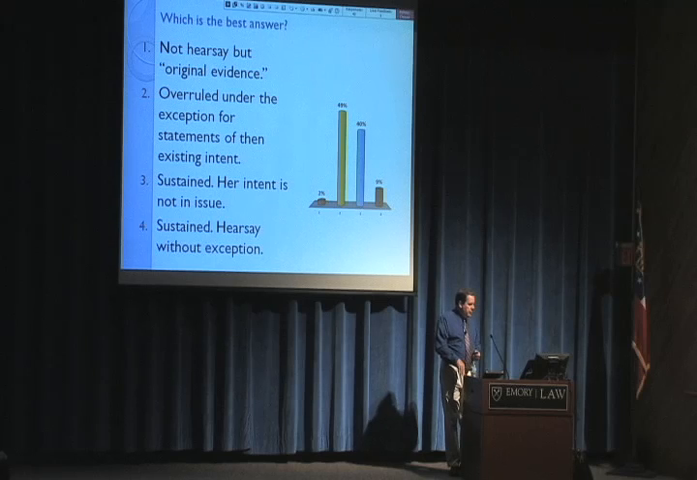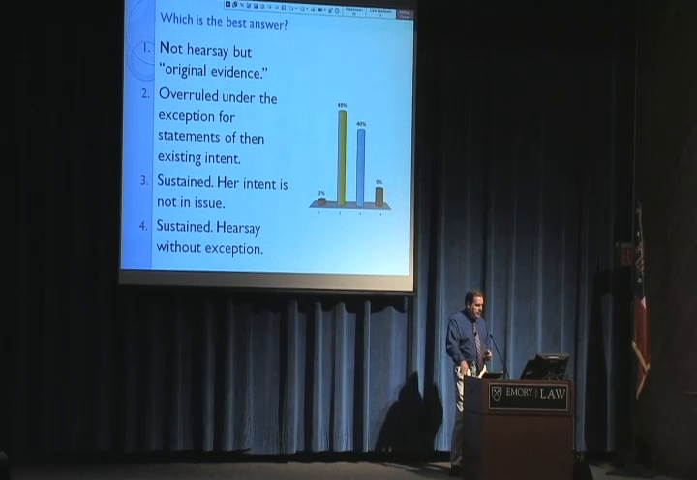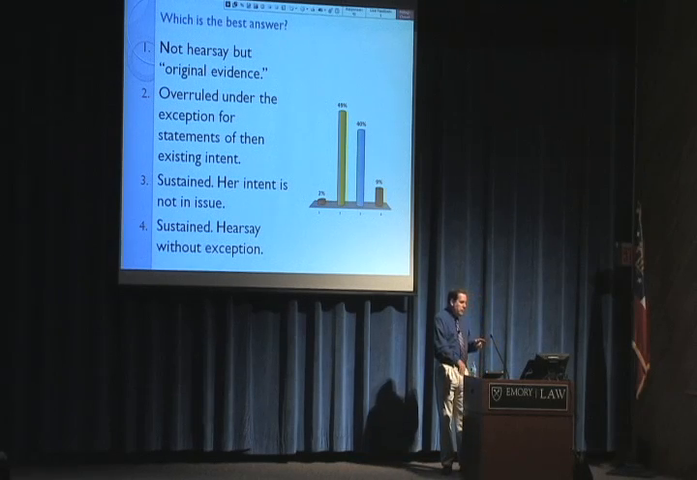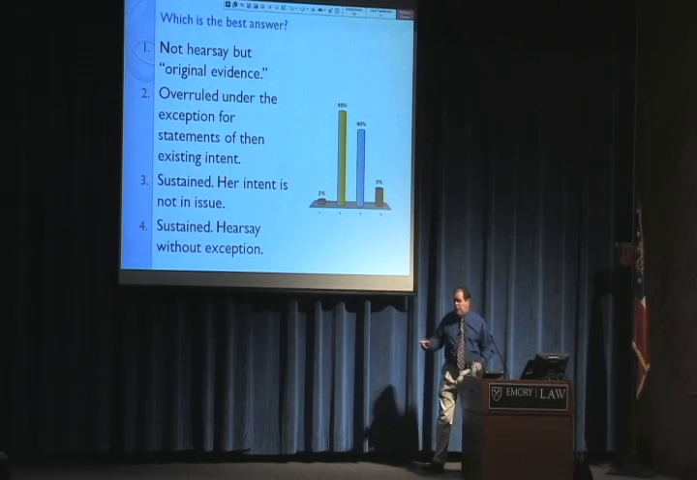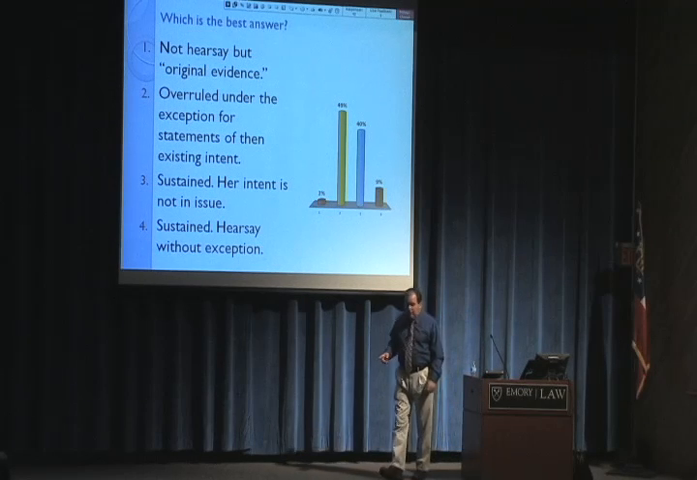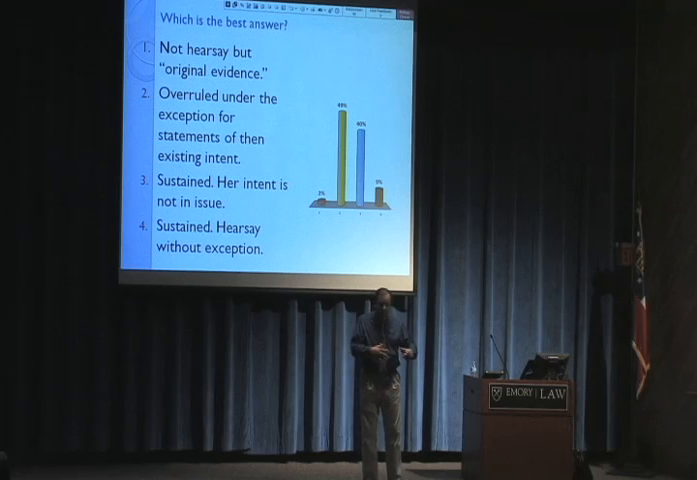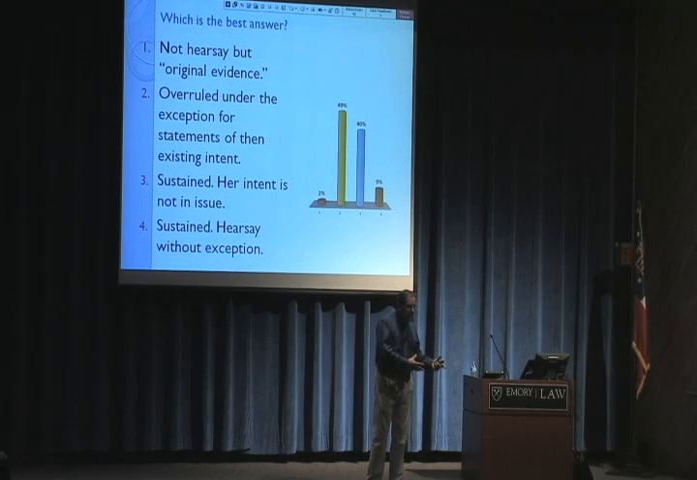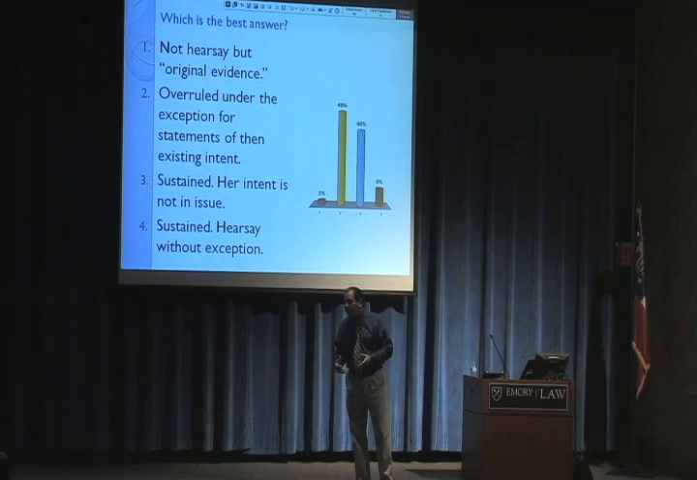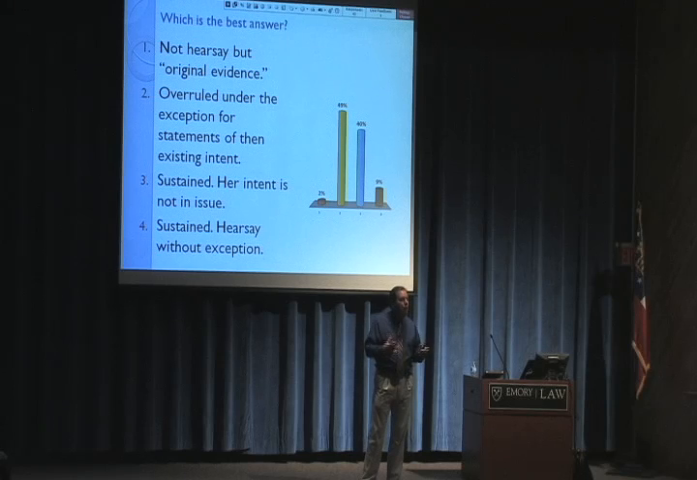And the correct answer is number 2. Half of you got that right. And the fact that 40% of you took number 3 underscores exactly why I include this slide. We're used to the idea that when intent is an issue, then a statement of a person's then existing intent would be relevant and admissible. But notice how 8033 allows a different kind of use of intent. Use of a statement of intent to prove the person probably carried out what they said they were going to do.